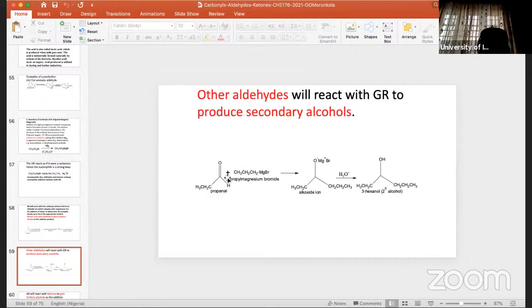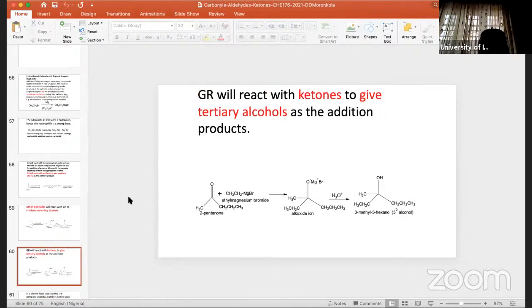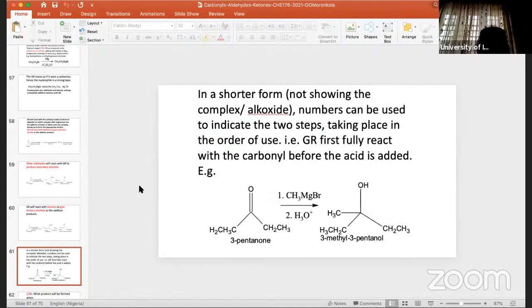Whether you start with methanal, ethanal, propanal, butanal, whatever, they will all react with Grignard reagent to produce a secondary alcohol. But ketones will generally react with any Grignard reagent to produce a tertiary alcohol all the time. So please take note of that, and you can easily predict this.